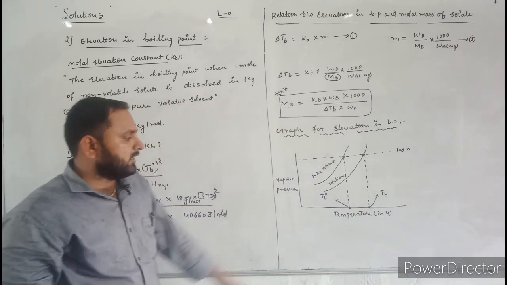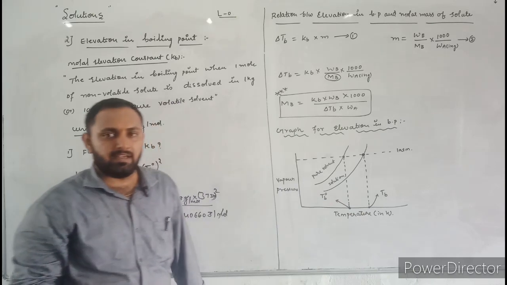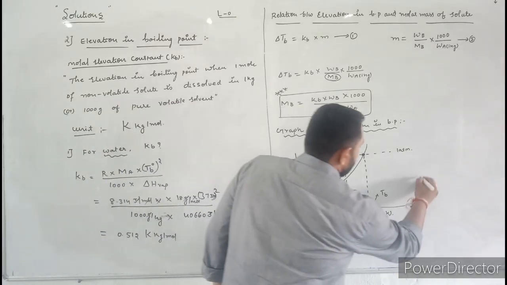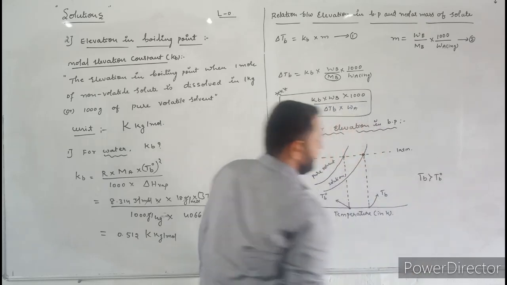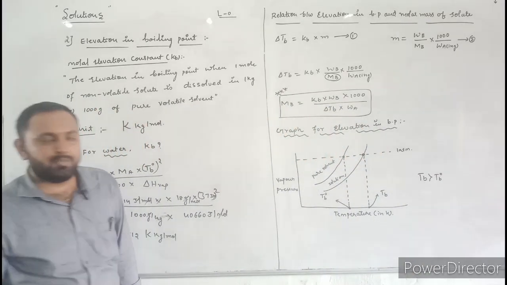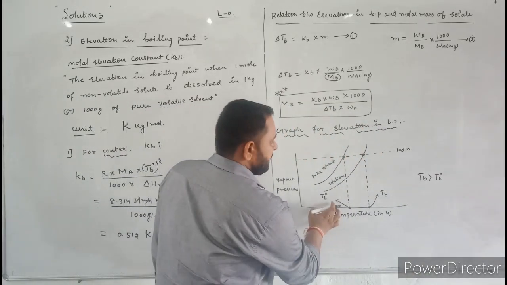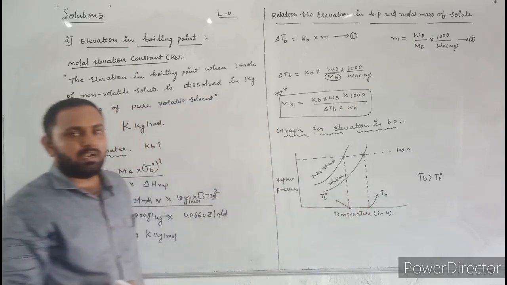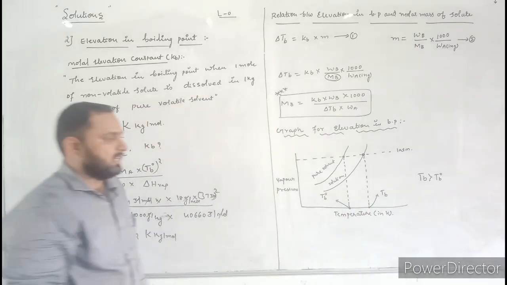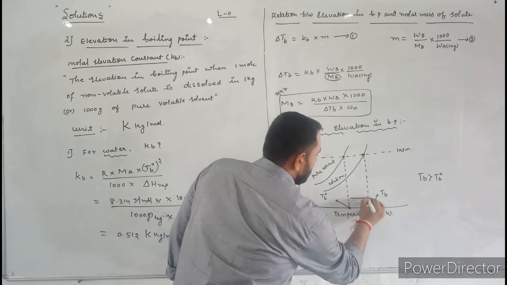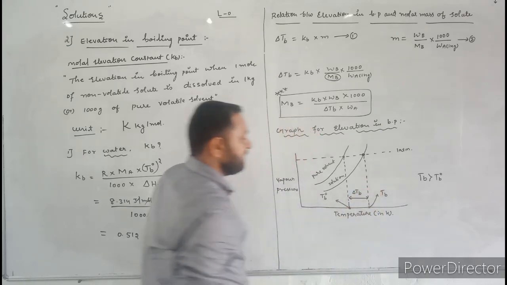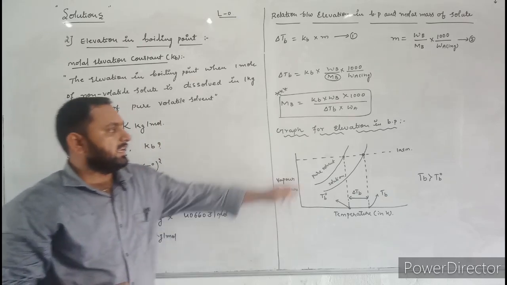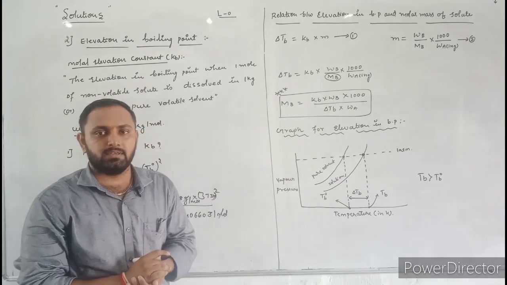Here, compared to Tb naught, Tb is greater. That's why here we can write Tb is always greater than Tb naught. And the difference between Tb naught and Tb is called elevation in boiling point. It is denoted by delta Tb. This is the graph for elevation in boiling point.